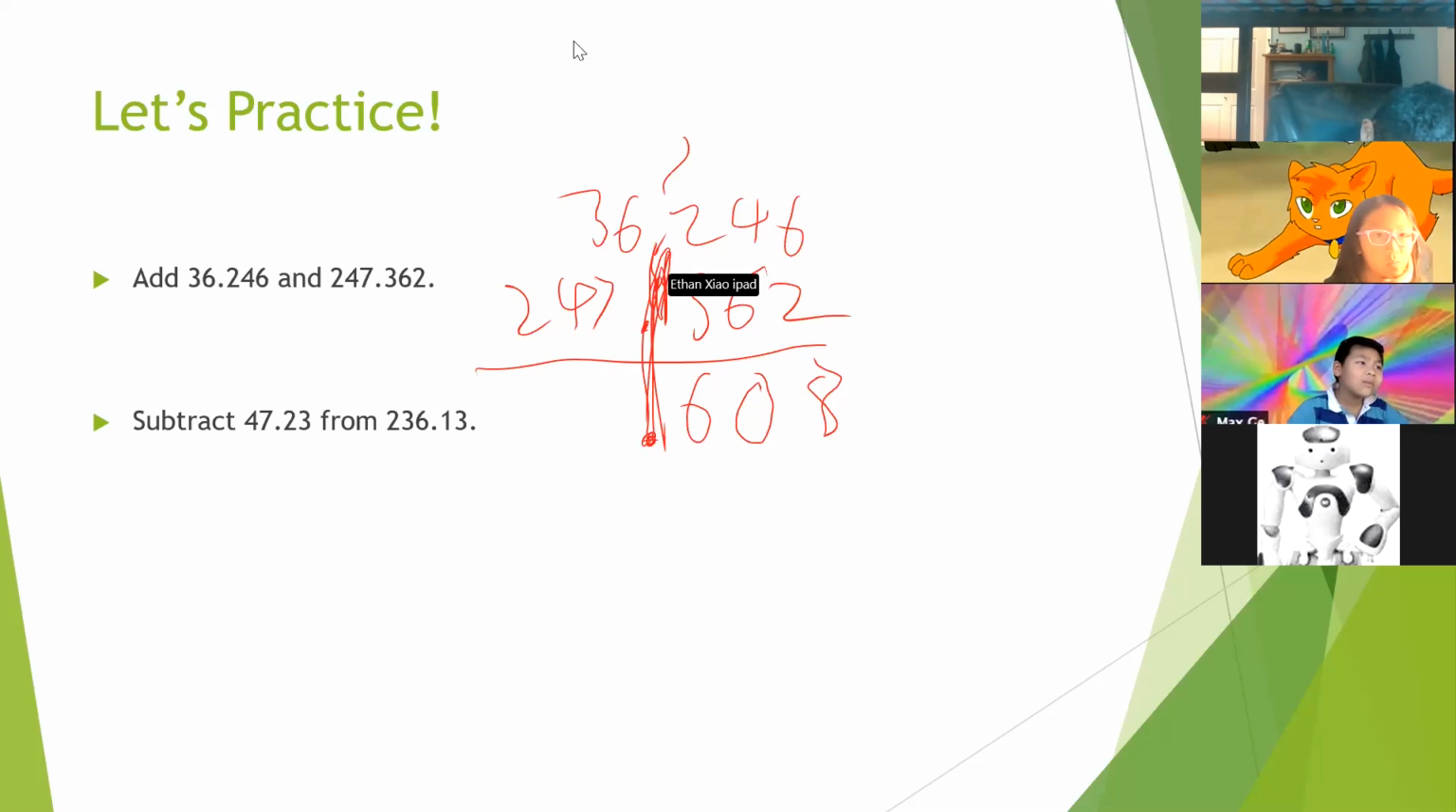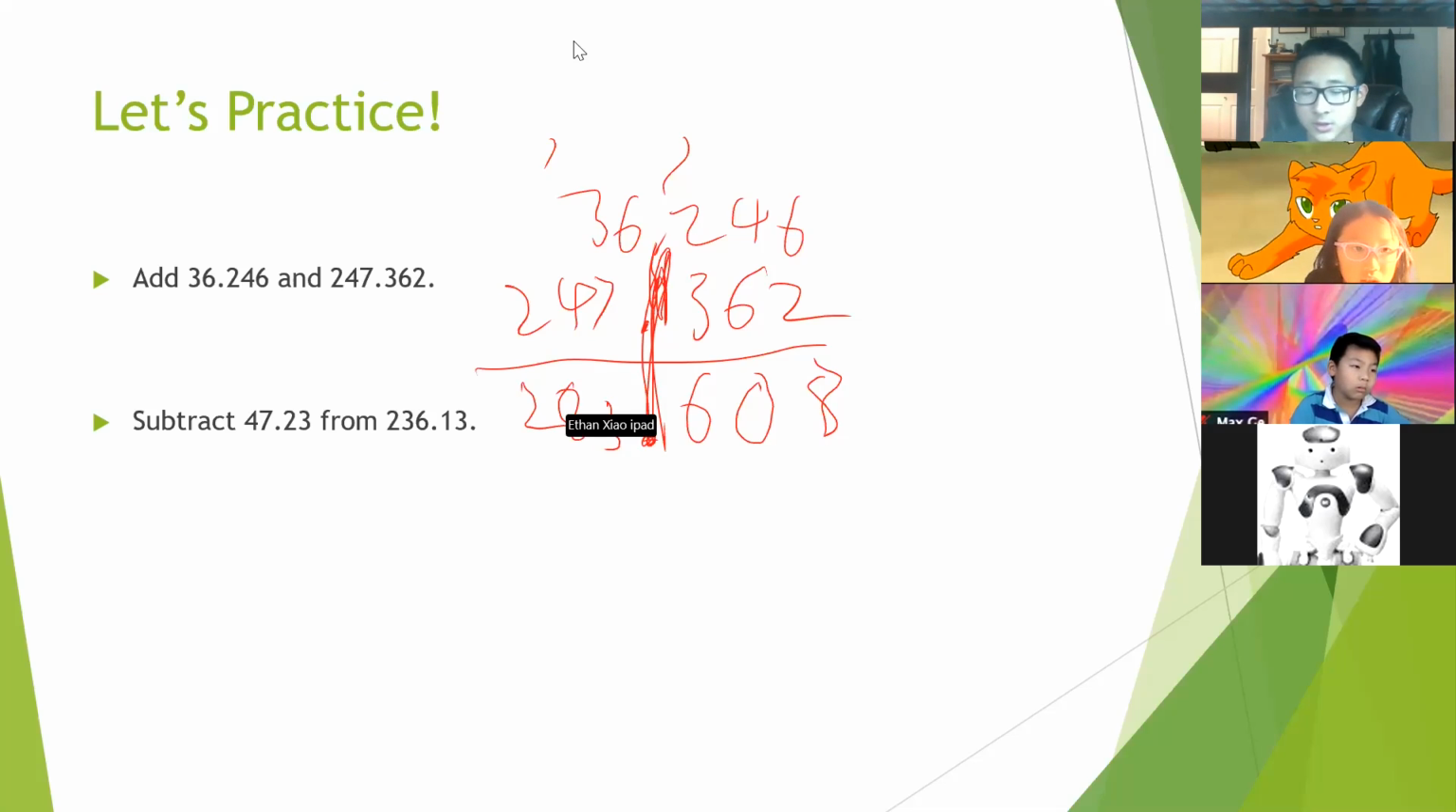6 plus 7 is 13, but we have to carry over the 1. Put it here. 1 plus 3 plus 4 is 8. And then we just have the 2 itself, so we just put it here. So our final answer is 283.608.